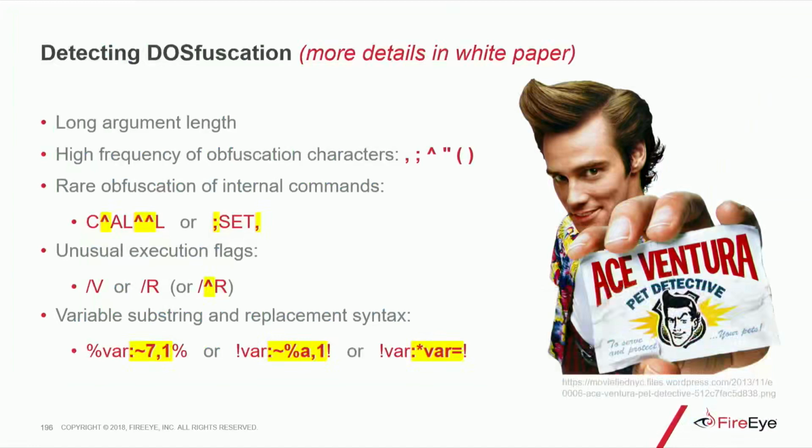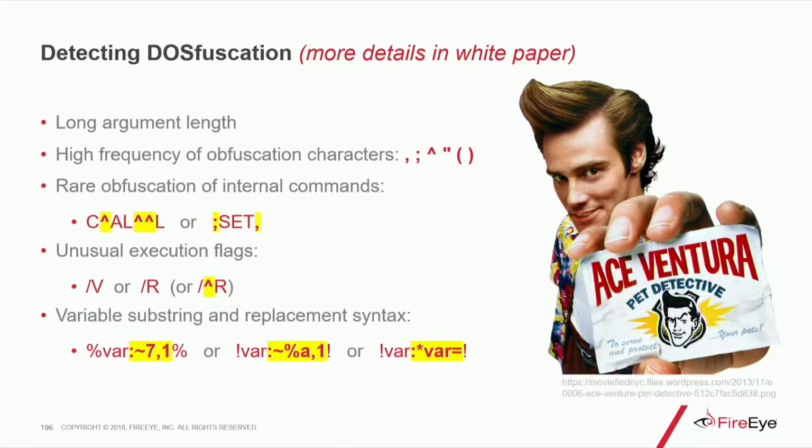But basically, we can start to look for really long argument lengths. We can look for high frequency of these special characters. None of this is easy, by the way. Like, these bullet points are freaking hard. There's a reason it took me months and months and months of doing this to get to a point where I felt okay with releasing it and sharing it.